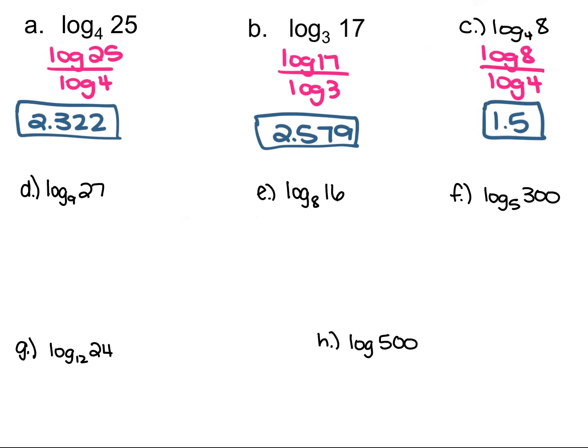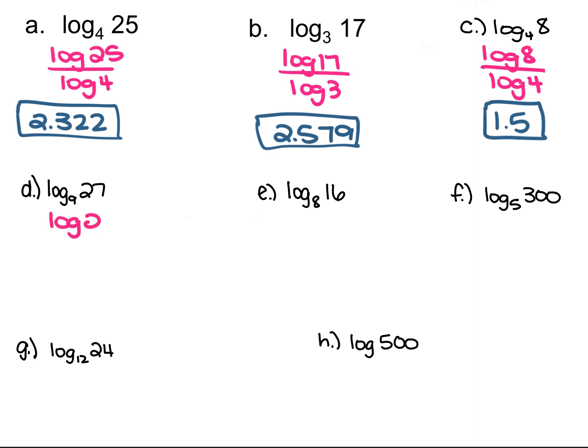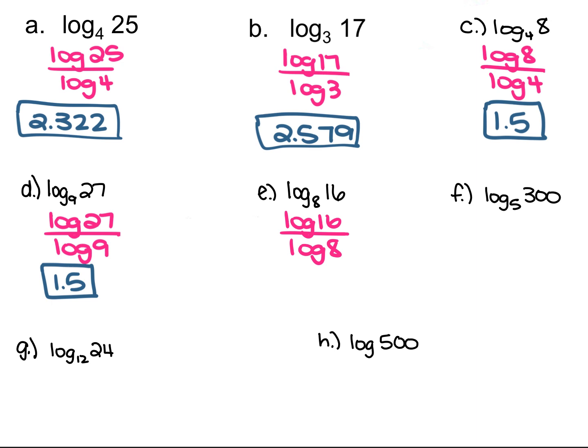D gives us log 9 of 27. So again, we're going to do log of 27 divided by log of 9. And this gives us 1.5 as well. E gives us log 8 of 16. So again, we're going to do log of 16 divided by log of 8. We plug this into our calculator, we get 1.3 repeating. If we're rounding to 3 decimal places, that's just 1.333.